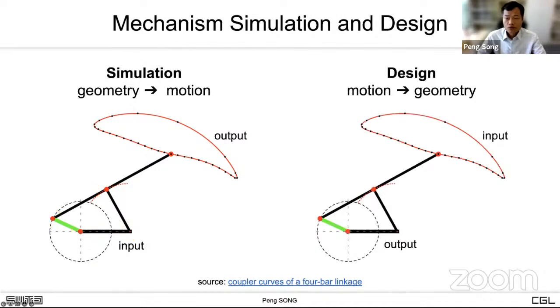A more challenging problem is mechanism design. Given the output motion, how can we design a mechanism that transfers the motor's driving motion to the output motion? In this example, given the output motion trajectory, we determine the topology and geometry of the mechanism as a 4-bar linkage shown here.